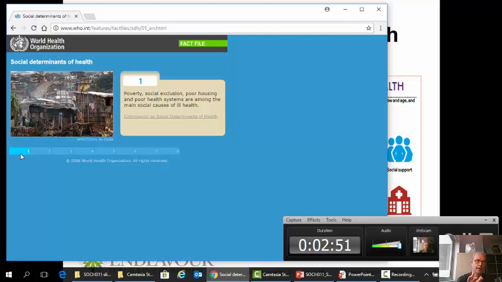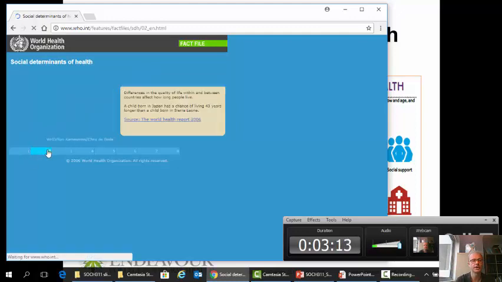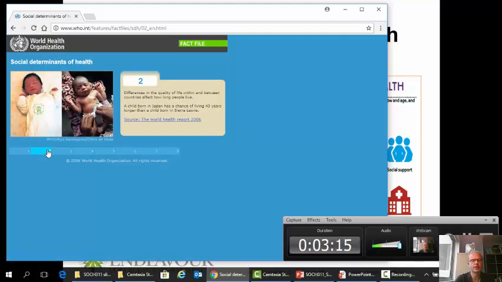Looking at that picture here, we're thinking about this in a global context, so not so much in the Australian context. I mean, of course, housing is still most certainly a determinant of health in Australia, but particularly if we think about the level of housing as it varies between countries. Poverty, social exclusion there as well. Differences in the quality of life within and between countries and how long people live.